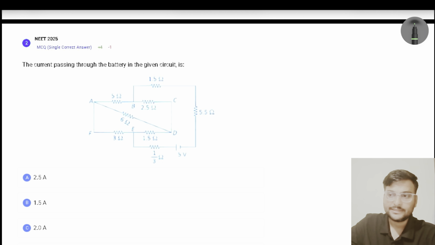Okay, now we are going towards the next question. This question was also asked in the NEET examination, and this is the 2025 question. So we are discussing this question. This is also a very small question. First of all, see the question.